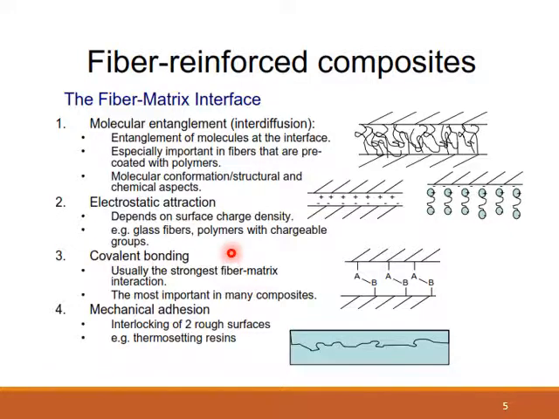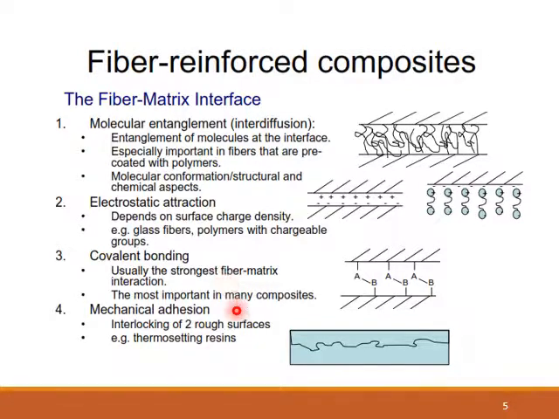There is also the possibility of covalent bonding. Usually the strongest fiber-matrix interaction can be obtained with this. Remember that in the formation of a composite material, material A and material B are not reacting with each other, but you can have a situation whereby at the surface there is some kind of bond formation that will help improve the interaction between the two. This can have a large effect on the interface property of the composite material.